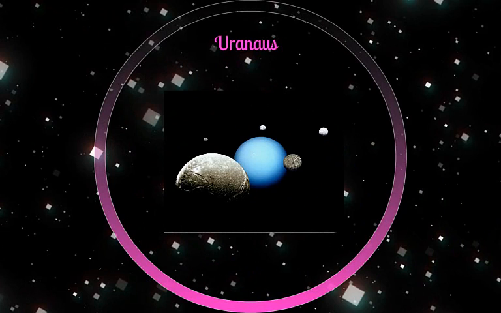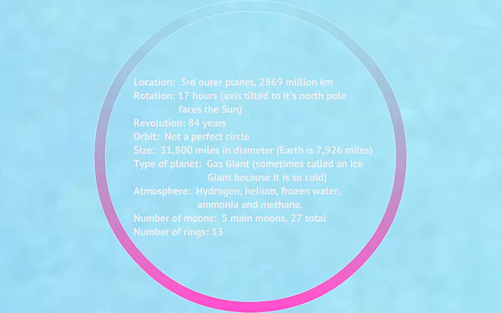Uranus. He is the third outer planet. 2,869 million kilometers. The rotation is 17 hours. His axis is tilted to the North Pole. It faces the sun. His revolution is 84 years.